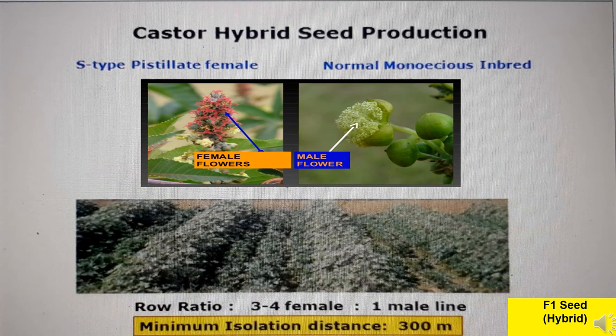In case of castor hybrid seed production also, A line and R lines are used, and the row ratio generally followed is 3:1, and the isolation distance needed is 300 meters to avoid any contamination.